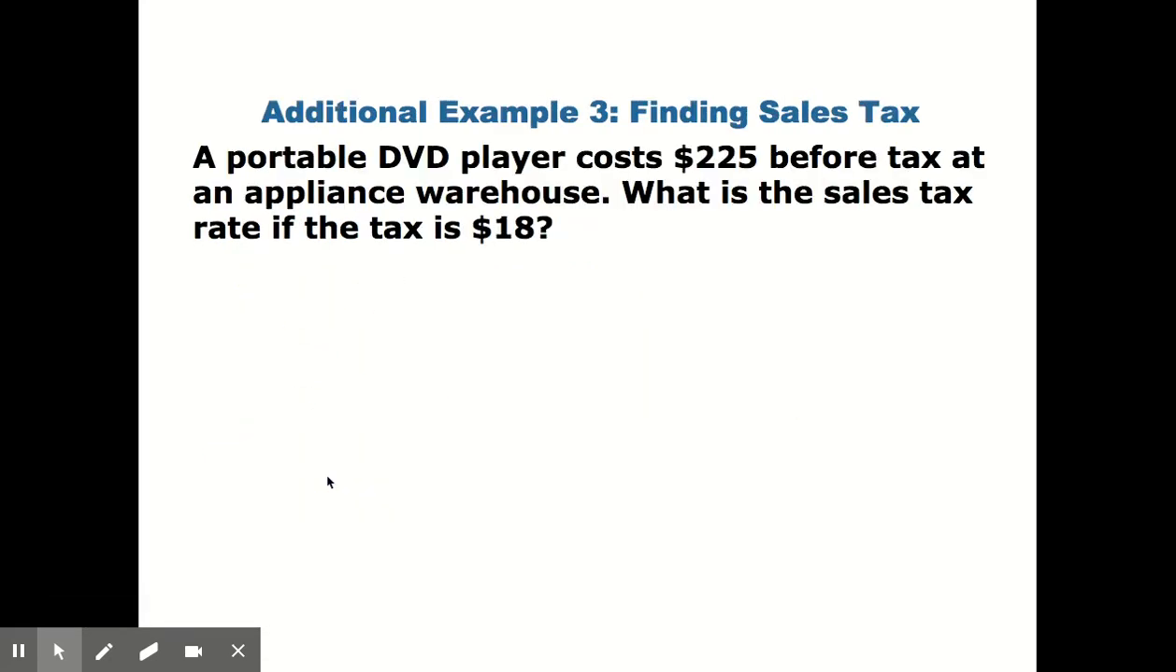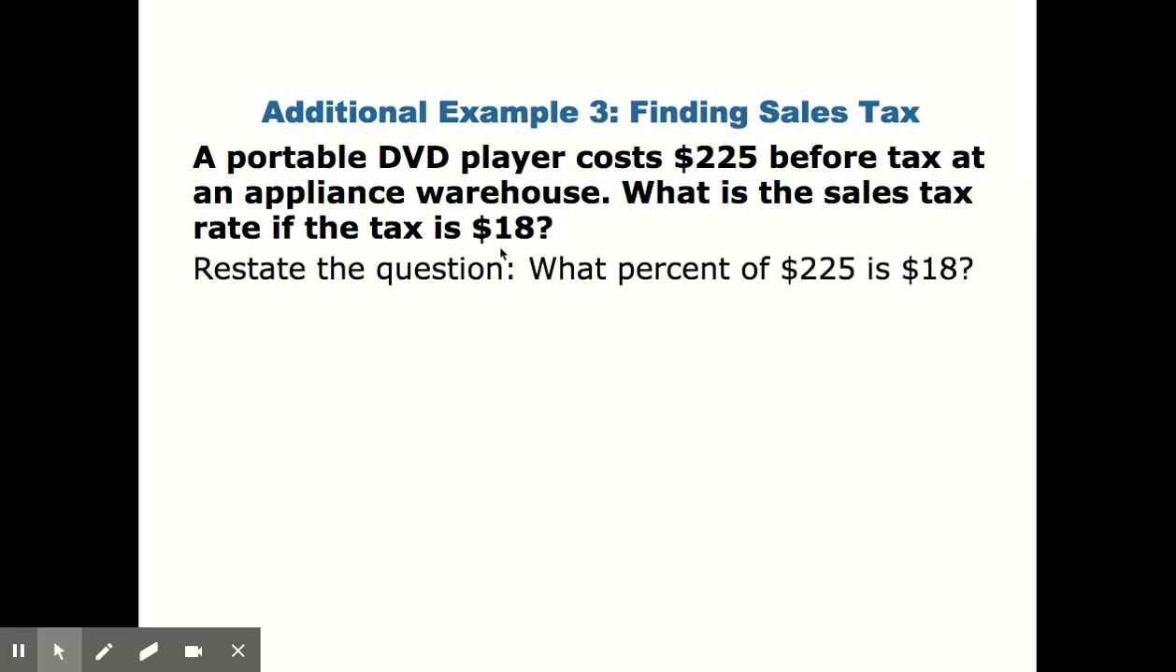Right? So let's say we're finding taxes. A portable DVD player costs $225 before tax at an appliance warehouse. What is the sales tax rate if the tax is $18? So we know the tax is $18. We know the whole cost, or the 100%, is $225. So we're just looking for what percent this is of that. We restate the question: what percent of 225 is 18?